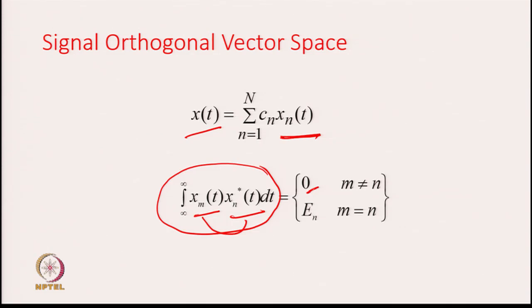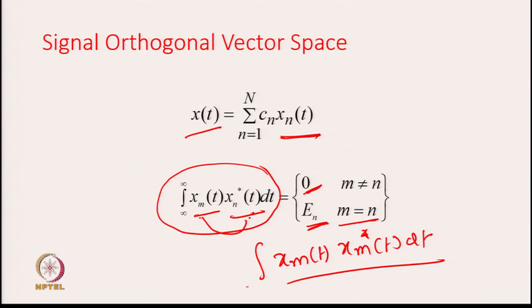So, for orthogonality, the inner product must be 0, and hence if I choose two different signals, then this expression should give me 0. However, if the two signals involved are the same signal, then this would be the integral of x_m(t) into x_m(t) conjugate dt, and this is nothing but the energy of the signal. So, this is a test to construct an orthogonal set or orthogonal family. This is a big idea: constructing a signal in terms of orthogonal functions.